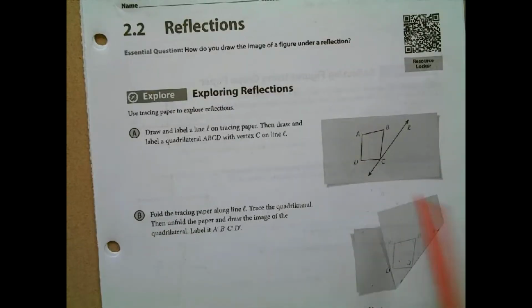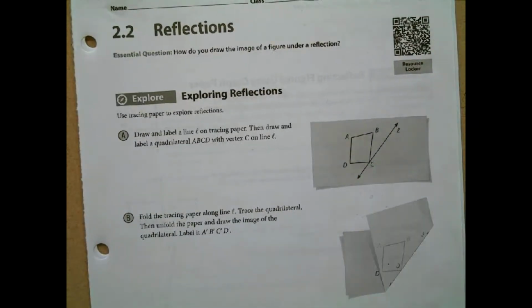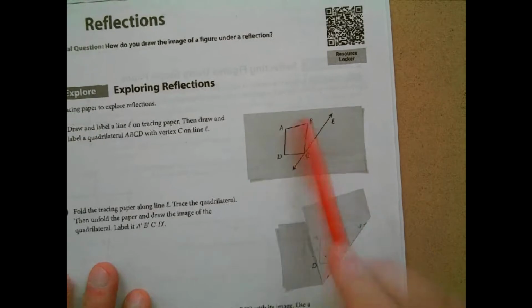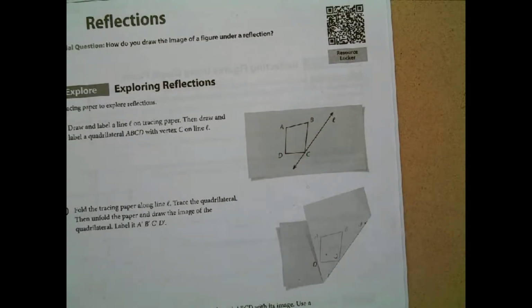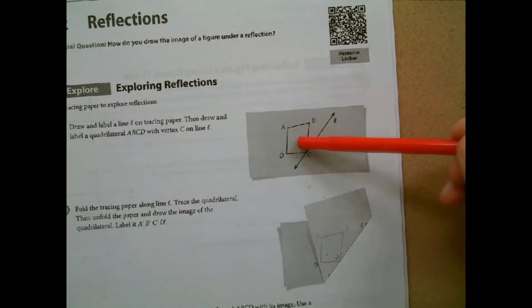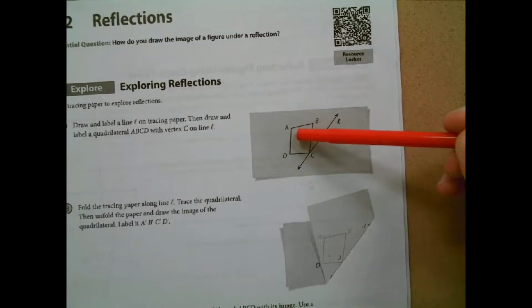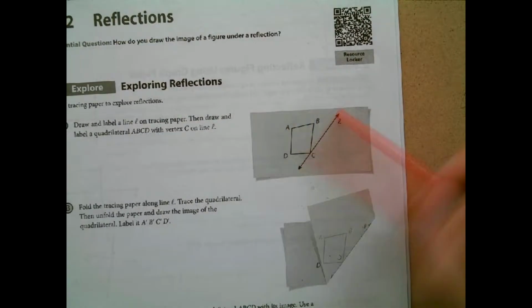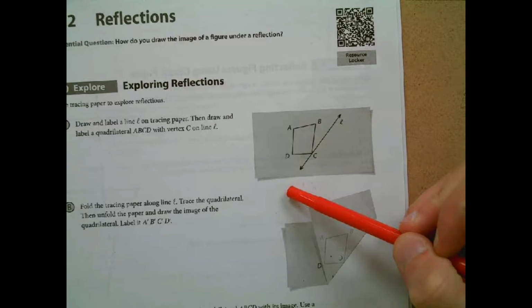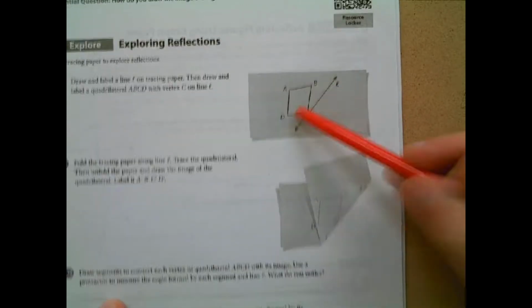Okay, so let's see what we got here. I already did this first page, so we'll kind of skip through that. But you can see one way to do a reflection. One way we can do reflections is by using patty paper, where you trace the image or object that you want to reflect along with that line of reflection, and then you can fold along the line of reflection and retrace it to get its image.